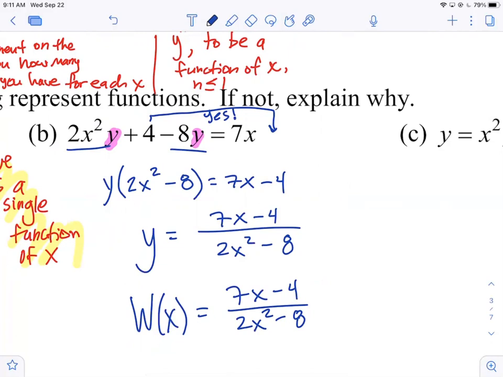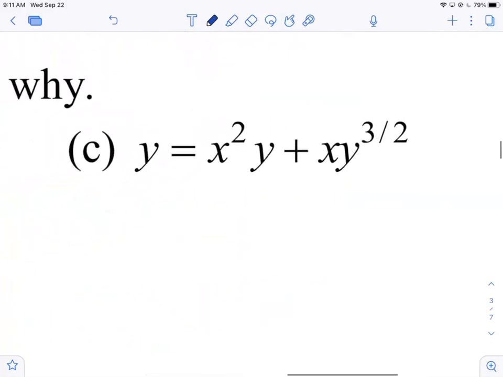All right, comments or questions on that one? Letter C. Whoa, look at that. We got y's all over the place. I have a y to the first over here, and I have a y to the first over here. We now know that that's not a problem. But we do have another exponent over here, y to the 3/2 power, or 1.5.